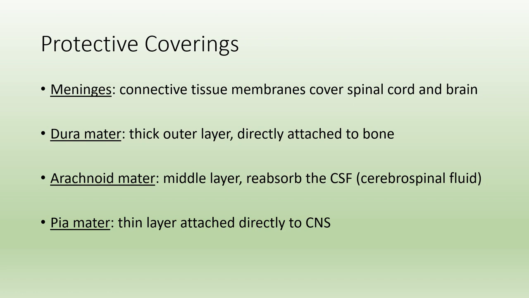They are 3 layers thick. The outermost layer is known as the dura mater. It is directly attached to the bone. So for the spinal cord, it's directly attached to the vertebrae, and in the brain, it's attached to the inner surface of your cranial bones.